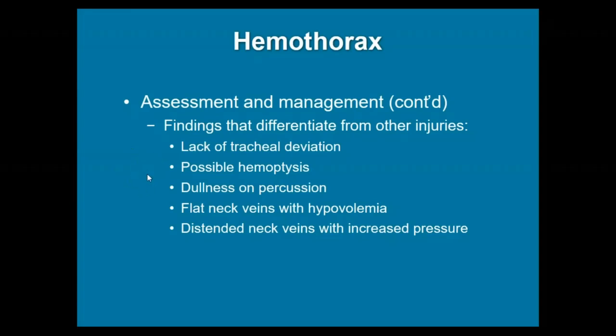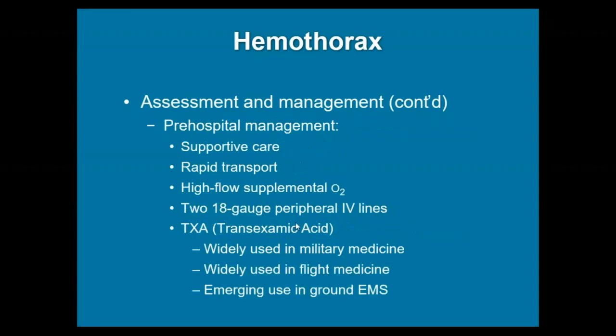Possible hemoptysis, coughing up blood, right? Dullness of percussion, flat neck veins with hypovolemia, and with increased intrathoracic pressure, you can see distended neck veins. So those flat neck veins can become distended when the pressure gets high enough with a hemopneumo or with a massive hemothorax.